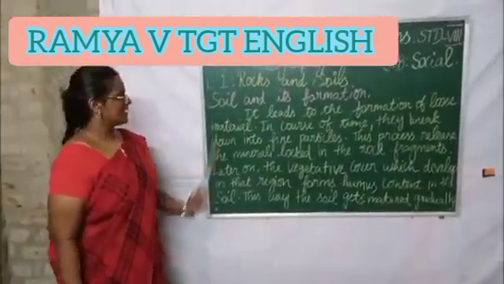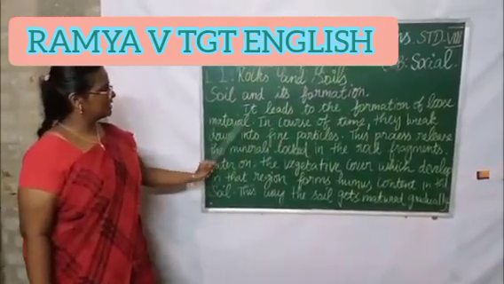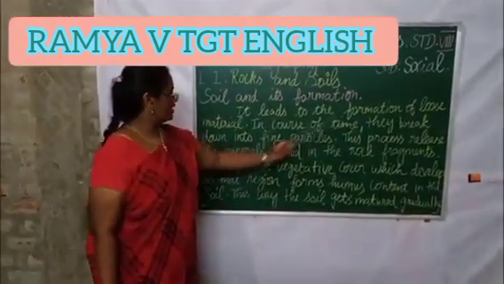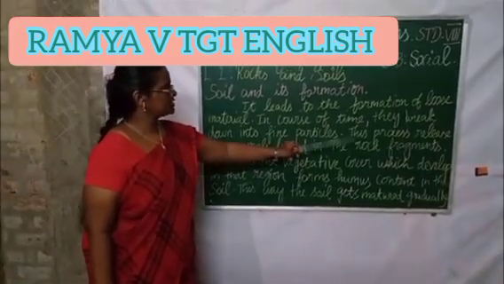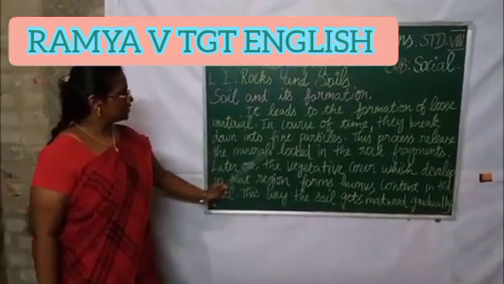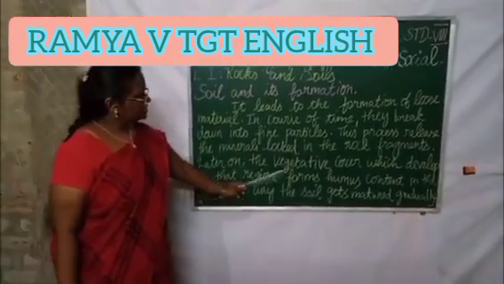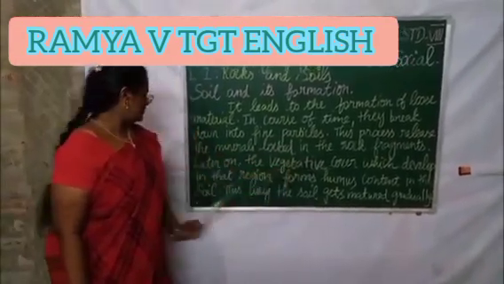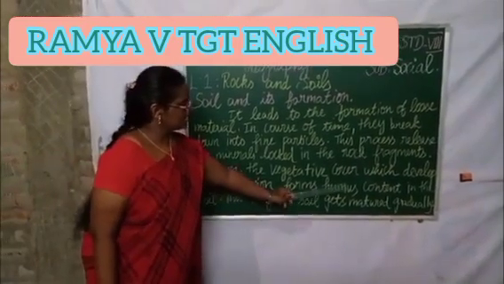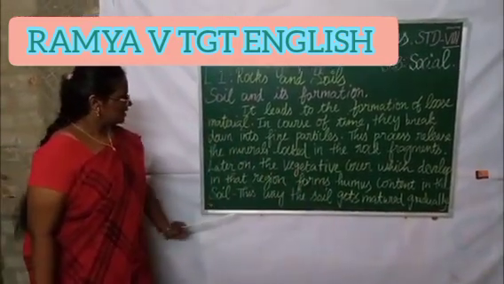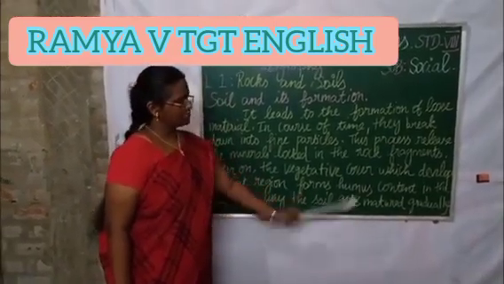Now let's read this paragraph. It leads to the formation of loose material. In course of time, they break down into fine particles. This process releases the minerals locked in the rock fragments. Later on, the vegetative cover which develops in that region forms humus content in the soil. This way, the soil gets matured gradually.